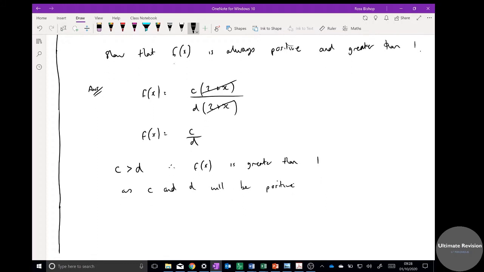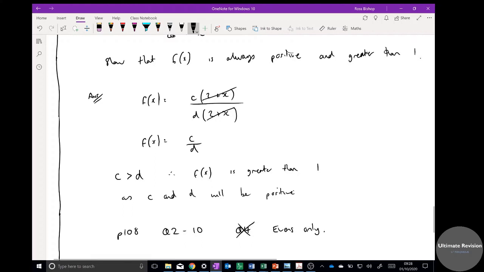Right, so page 108 now, I do want you to do the evens, so questions 2 to 10, but do not do question 4, just the evens only. This is a key topic for GCSE as well, so you're doing some GCSE revision. All of this session is going to help you with the GCSE.